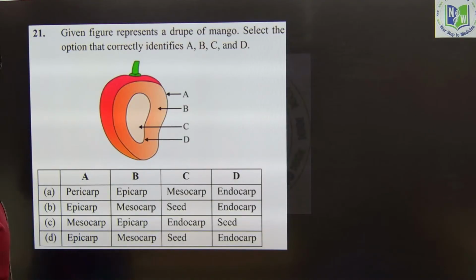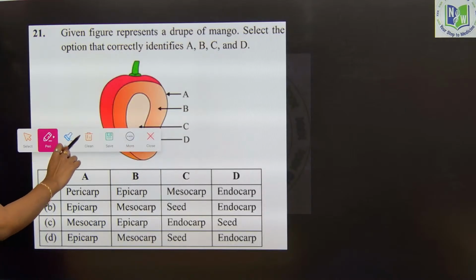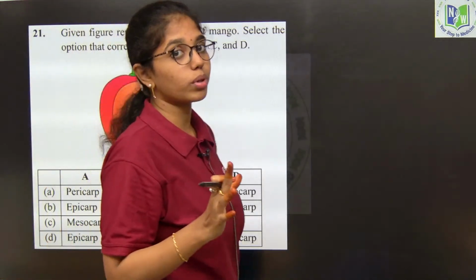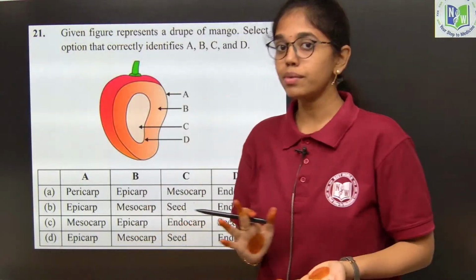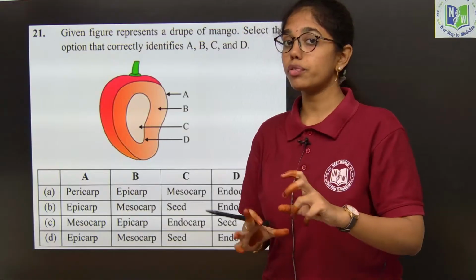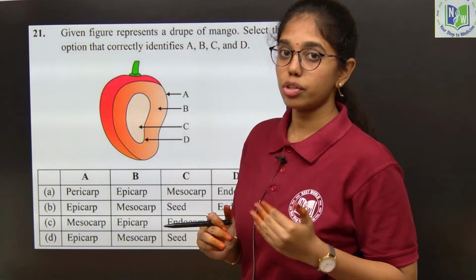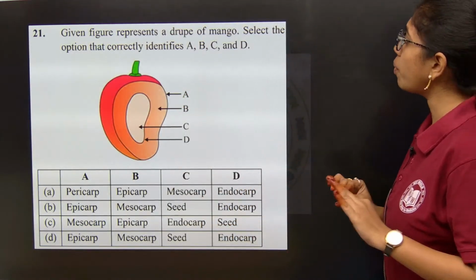So the given figure represents a drupe of mango. We have different types of fruit, but most of the times the question is asked on the drupe type of fruit in comparison with mango and coconut. Quite a few times in our NEET PYQs we have come across the question on the drupe type of fruit, comparatively on mango and coconut, on the different fruit wall layers.